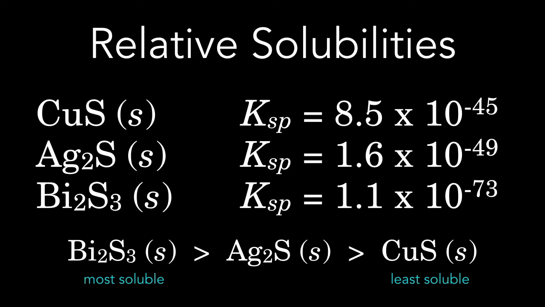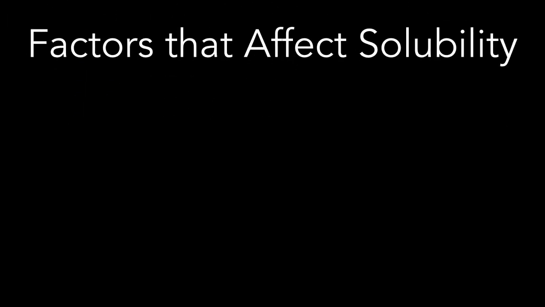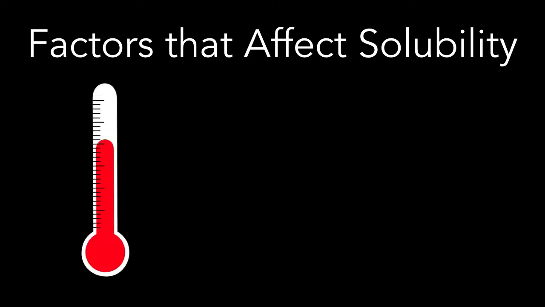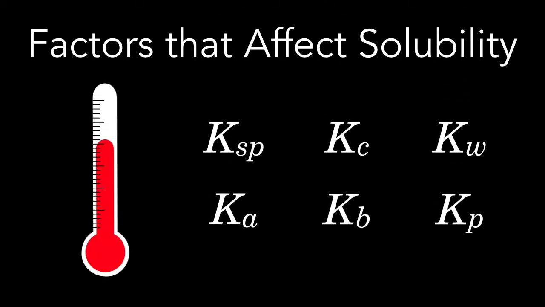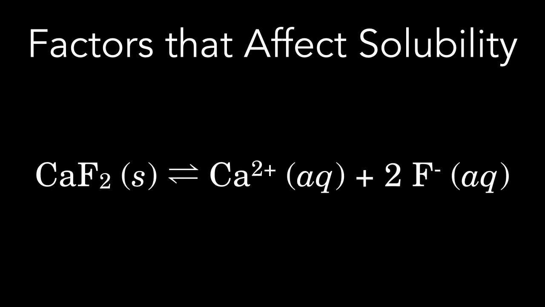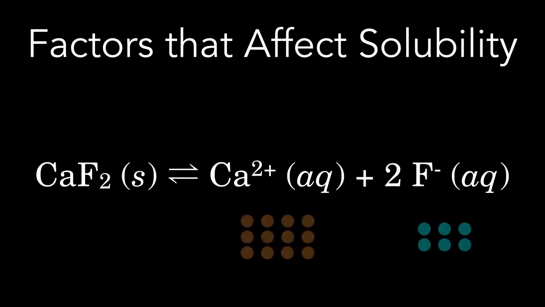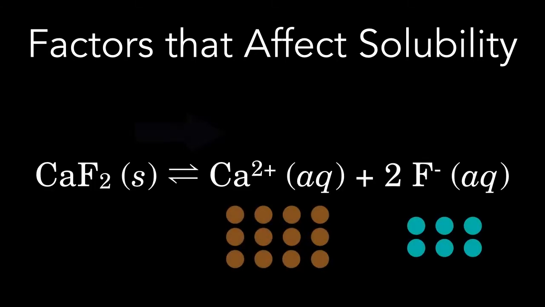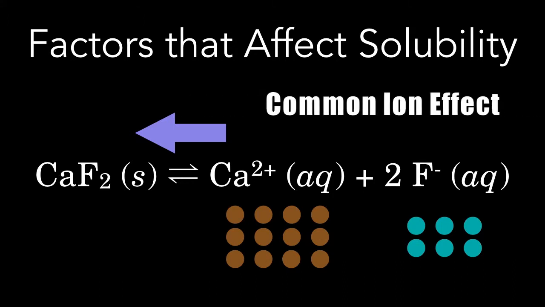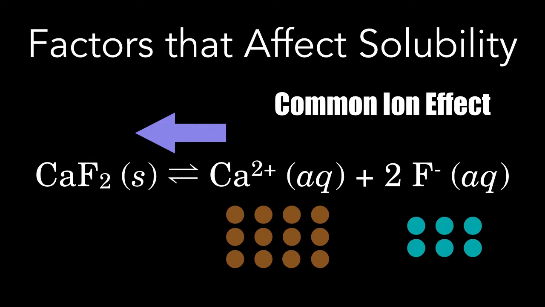There are some factors that affect the solubility of a salt. Temperature is a given because it affects all equilibrium constants. If one of the ions in a solution equilibrium is already dissolved in the solution, the equilibrium will shift to the left to undo the stress on the right, and the solubility of the salt will decrease. If you're familiar with Le Chatelier's principle, this should make perfect sense to you. This phenomenon is known as the common ion effect.